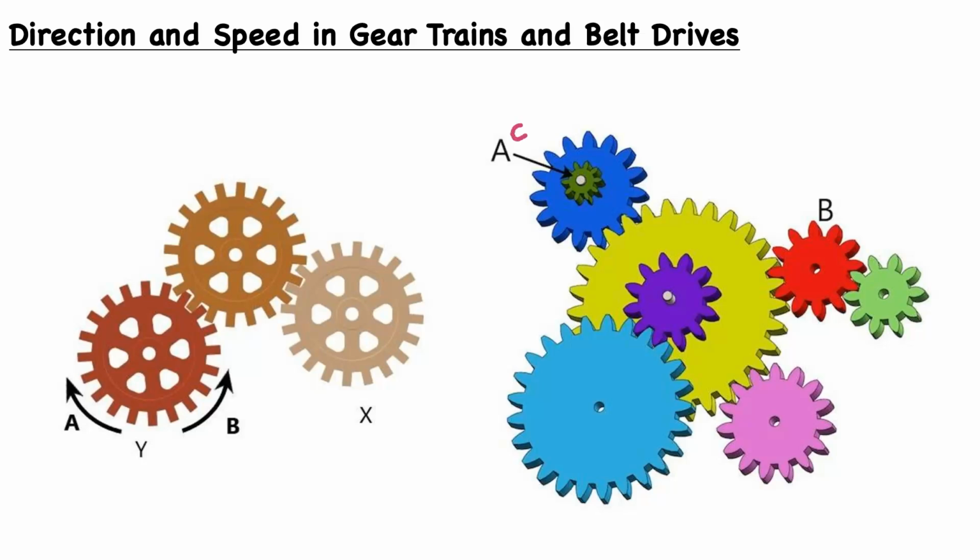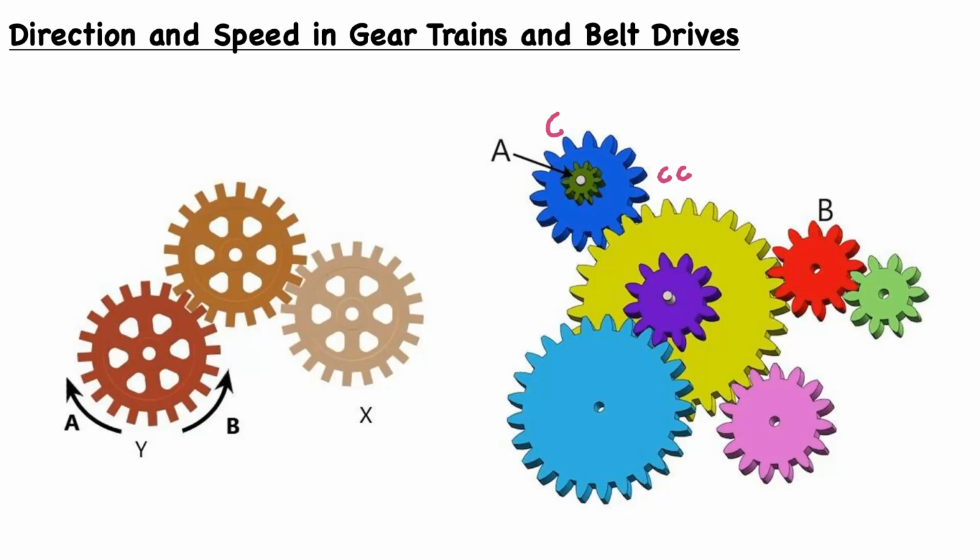Well, it's on a shaft, and to that shaft, the blue gear is also connected. So that means all of these will be rotating clockwise. But then we see that the blue gear is meshed with this larger yellow gear. So if the blue gear is rotating clockwise, then we know the yellow gear will be rotating counterclockwise. But what about the speed?